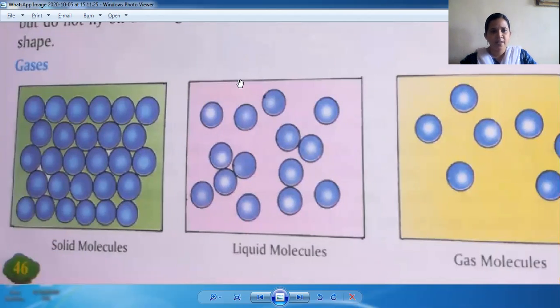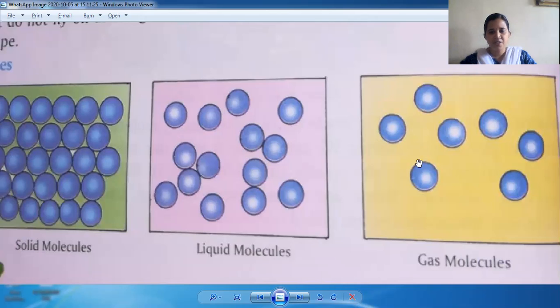See, in this picture, they have given an example of how the molecules are arranged, no? Solids, liquids and gases. Solid molecules are very closely packed. For the liquids, they are loosely packed. In case of the gaseous state, that is gas molecules, the intermolecular space between them is very large, which means the distance is more. So they are very loosely packed, you can say, in other words.